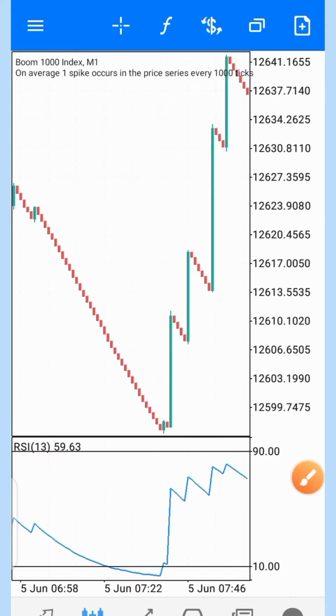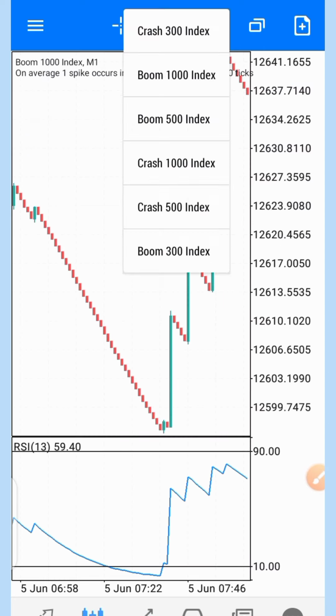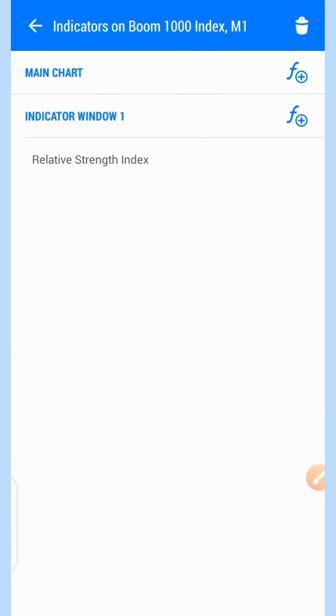First of all, let me explain the reason why I entered this particular trade for a long period of time. Let me first delete this indicator on my chart.